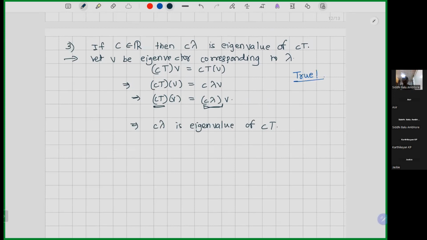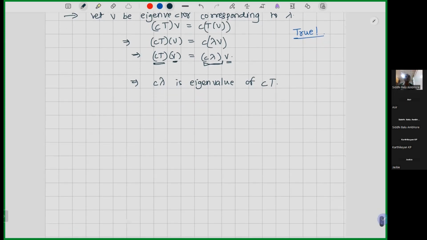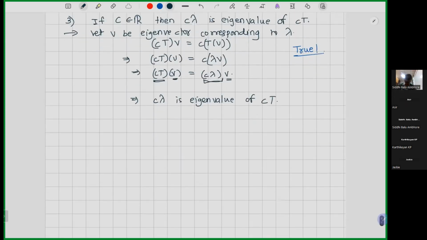This is true. I'm just applying the definition that v is an eigenvector corresponding to lambda, and then cTv is, by definition, c into Tv. So c lambda v, I'm just taking common. And cT will have this v going to c lambda v, and so c lambda then becomes an eigenvalue of cT.